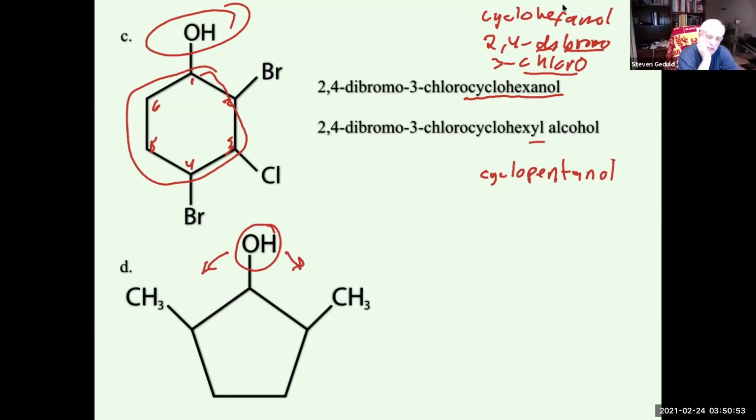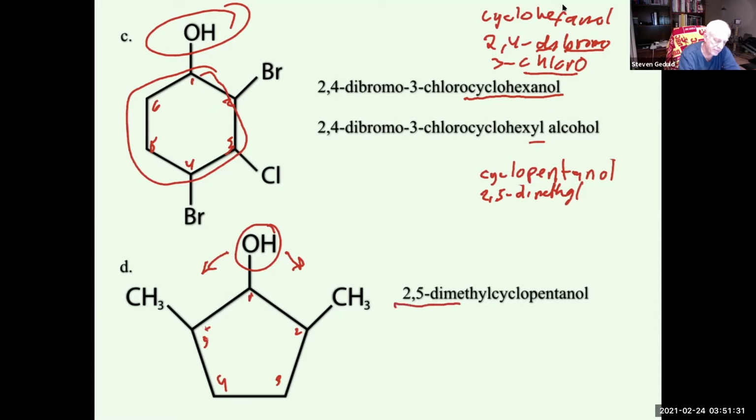Either way, it's going to be 2, 5, no matter which way you name it. Because this is number one, no matter what, and this could be 2, or that one could be 2, 3, 4, 5. So it makes sense which way we go. We're always going to have a 2,5-dimethyl. So we have 2,5-dimethylcyclopentanol or 2,5-dimethyl-1-cyclopentanol.